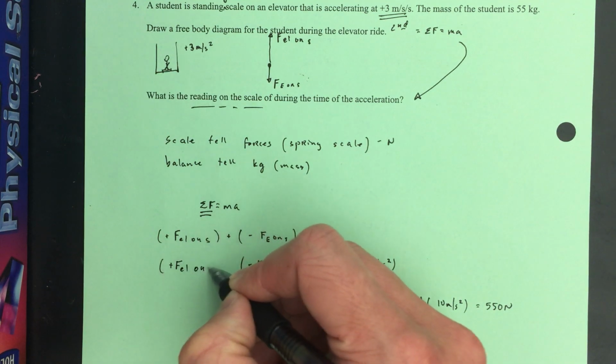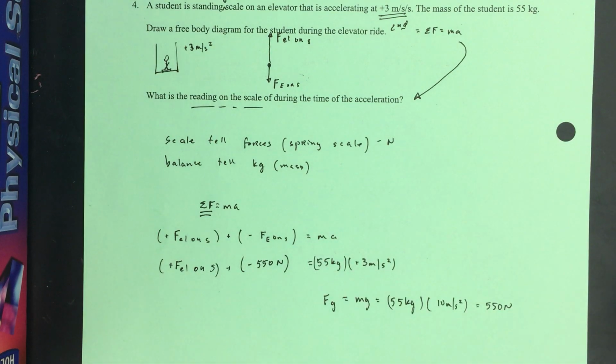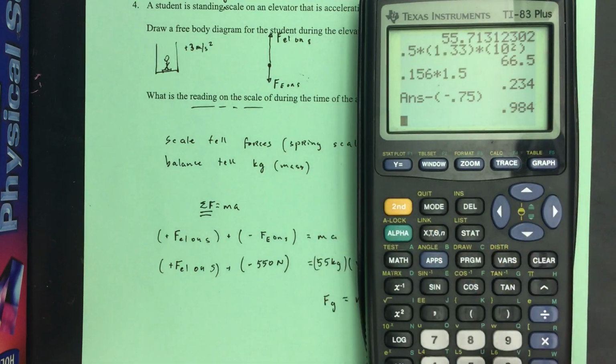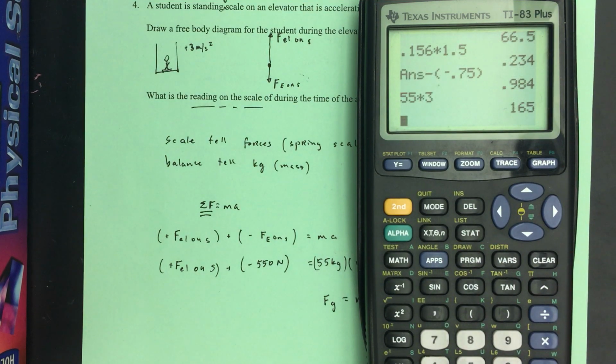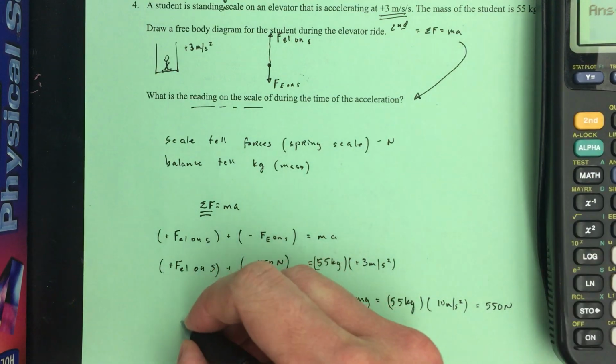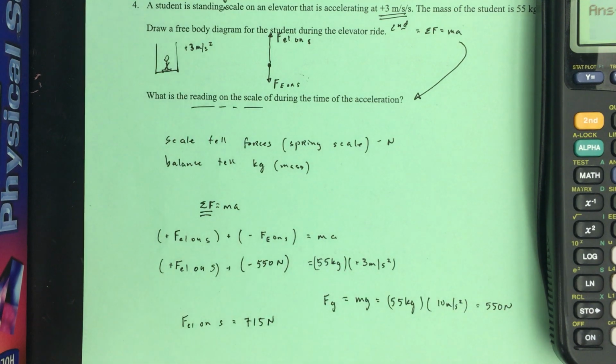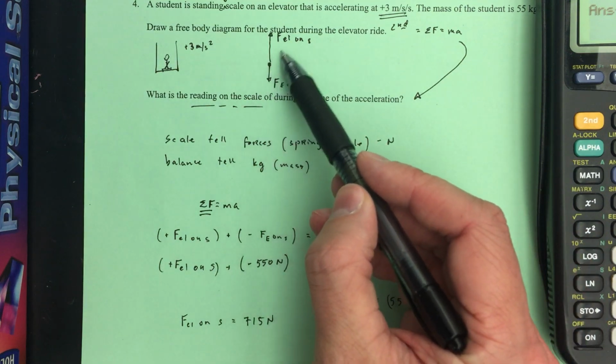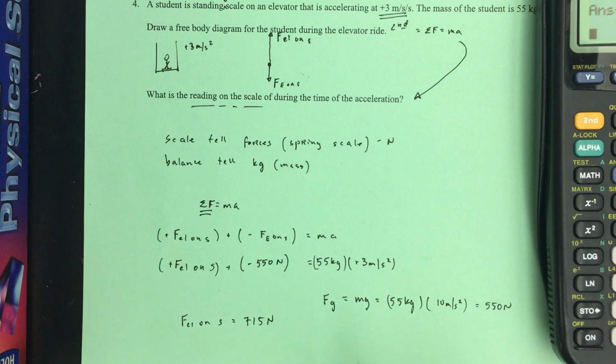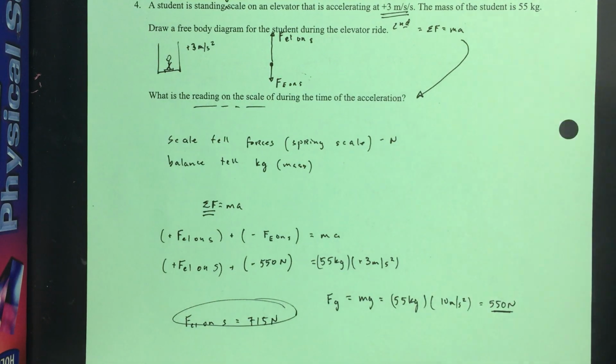Calculating out the positive force on the student caused by the elevator is relatively simple. Again, we take 55 times 3, and then we simply just have to subtract the negative 550, and that gives us a force of the elevator on the student to be 715 newtons. And now it's very clear that that number makes sense because the larger arrow is facing upwards. We're accelerating upwards. Therefore, the force on the student caused by the elevator has to be larger than the force of gravity on the student, which is acting in the downward direction.